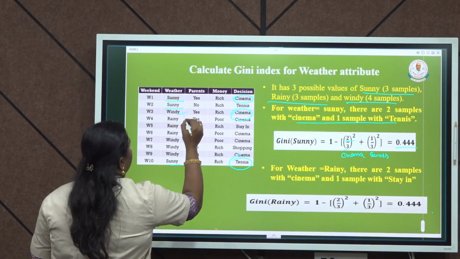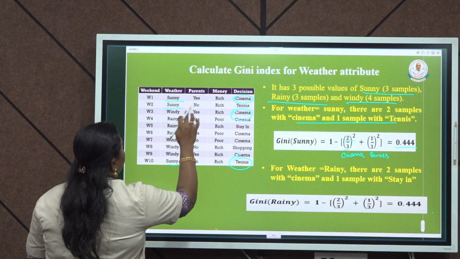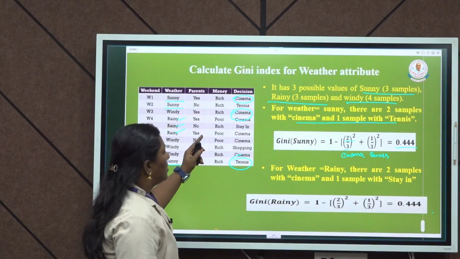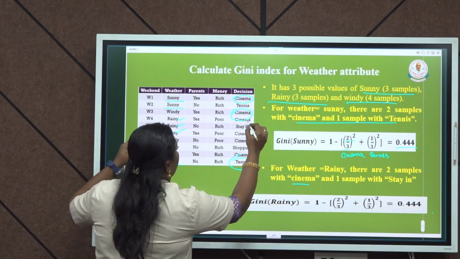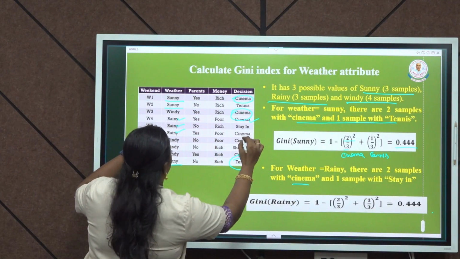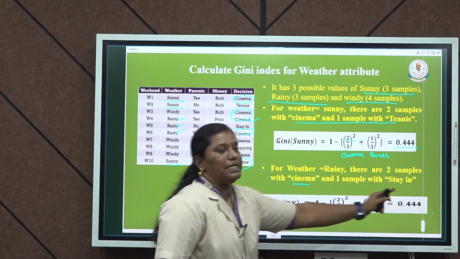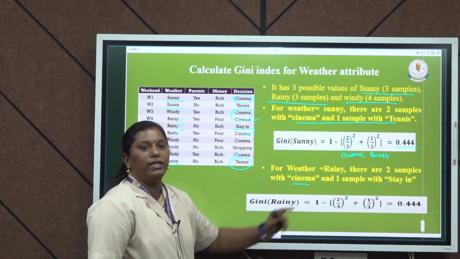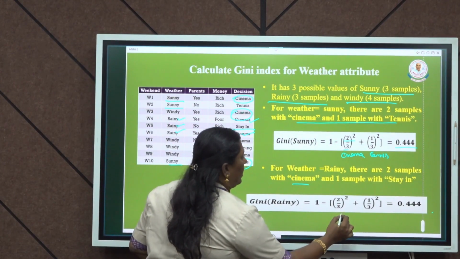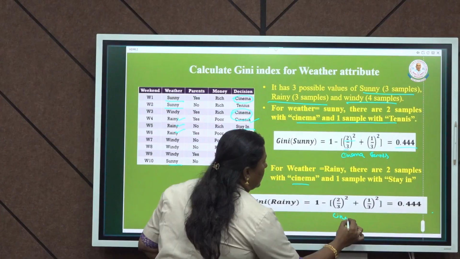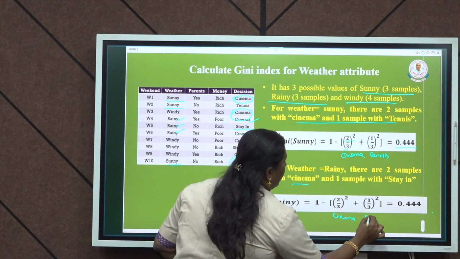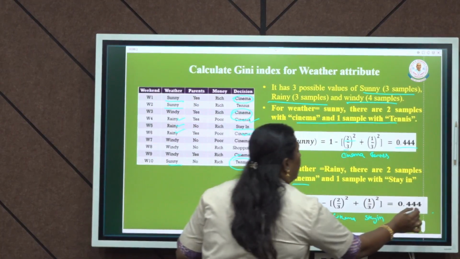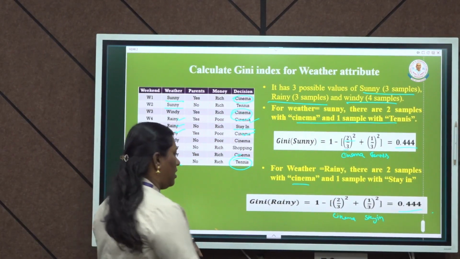Then when weather is equal to rainy, there are 2 samples of cinema and 1 sample of stay in. When we apply the Gini for the above instances, out of 3, 2 samples are cinema and 1 sample is stay in. While solving this calculation, we will be getting 0.4 as the output.